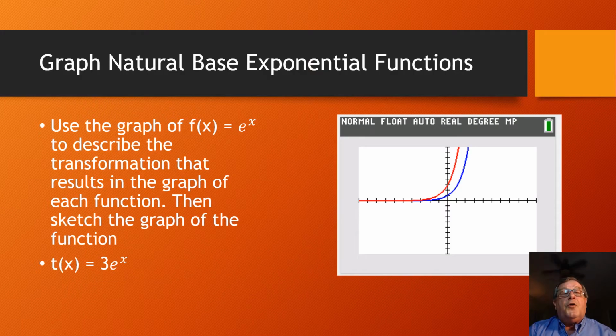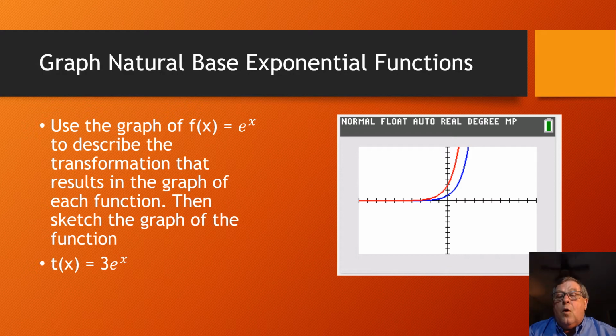All right, well, let's look at a third transformation. And here we've got, of course, in the blue, f of x. And then our transformation t of x is 3 times e raised to the x power, or the natural base raised to the power of x. And this is going to give us a dilation, or a stretching, of the graph. And then, interestingly, what do we see here with the y-intercept?